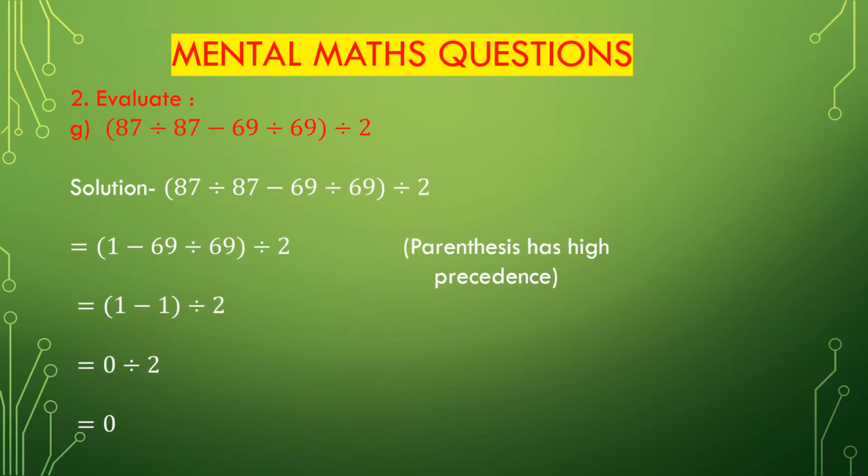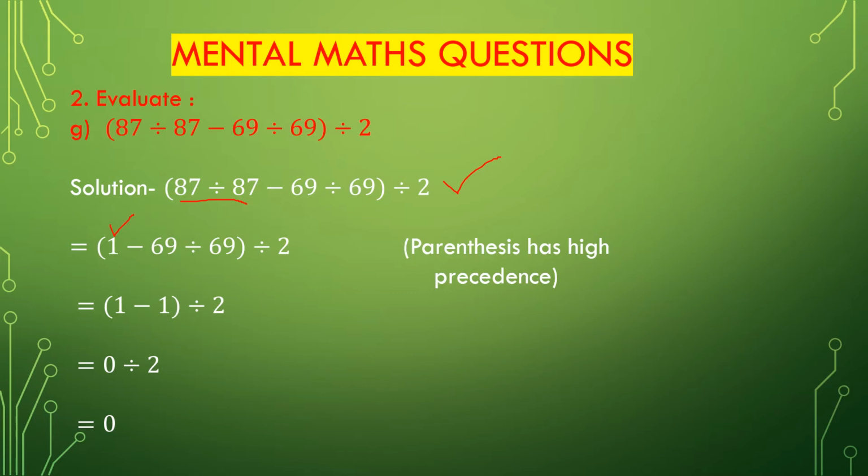Now we'll solve question number 6, part G. 87 divided by 87 minus 69 divided by 69, that is inside the bracket, divided by 2. Here first the bracket operation will be performed. So 87 divided by 87. We know equal priority operations are performed from left to right. So first 87 divided by 87 will be performed. 87 divided by 87 is 1. We know any whole number divided by the same whole number, we get 1 only.